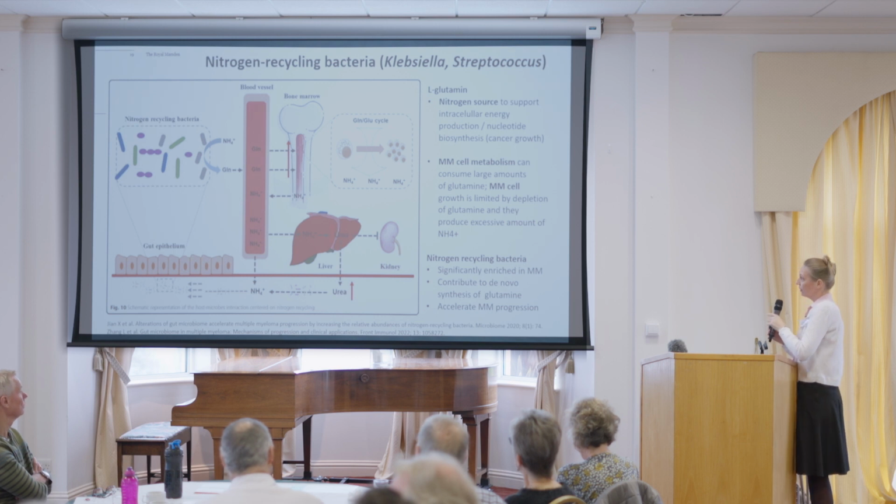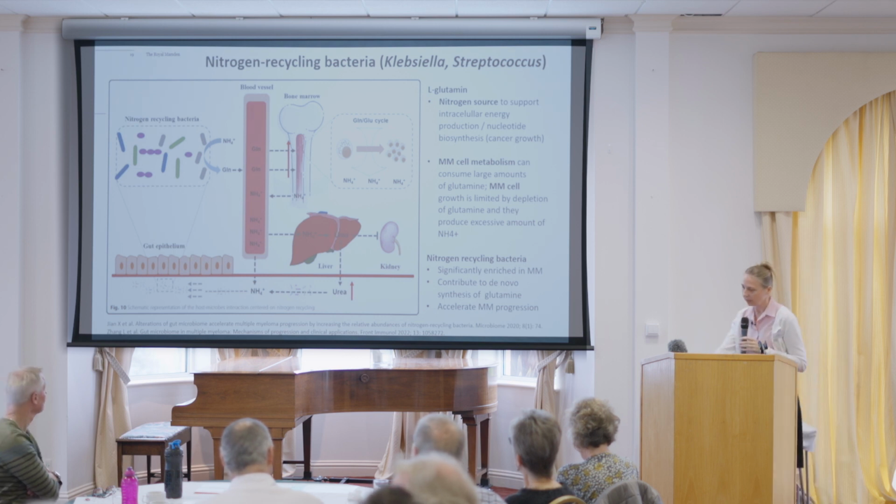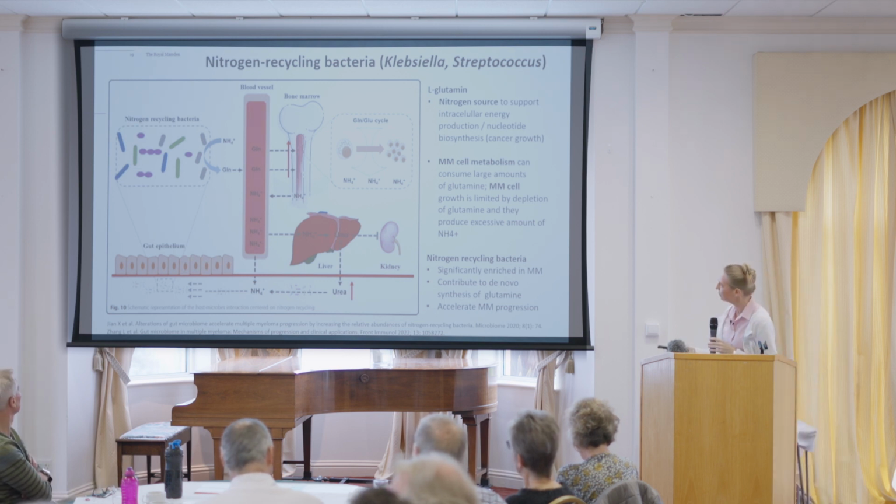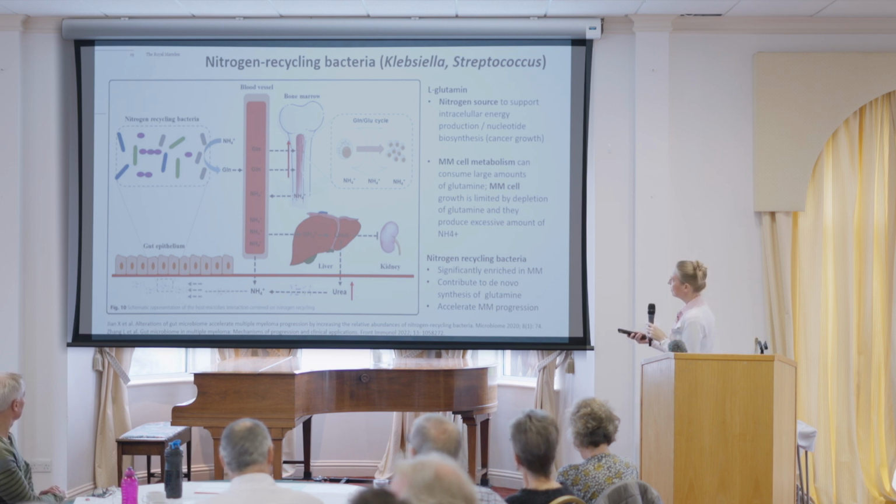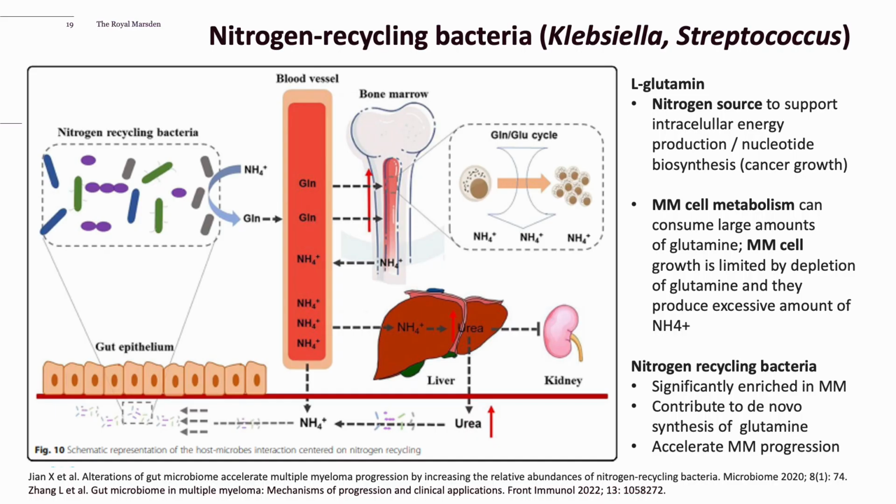I will also mention the nitrogen recycling bacteria. This seems to be a little bit complicated, but I will explain it. It is quite straightforward. The glutamine, which you can see here, is the preferred energy source and source of how the cancer cells can multiply. They need it for the nucleotide synthesis. So they use it in the cycle.